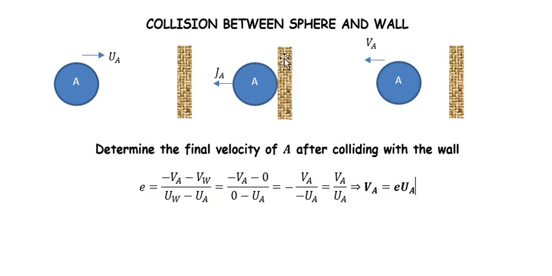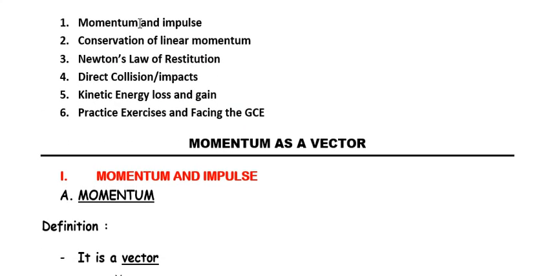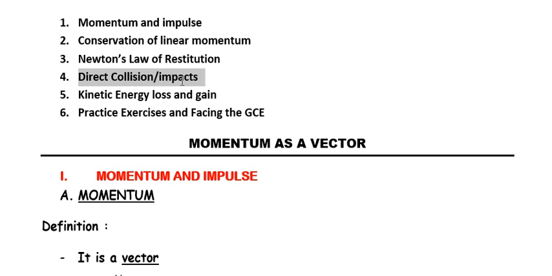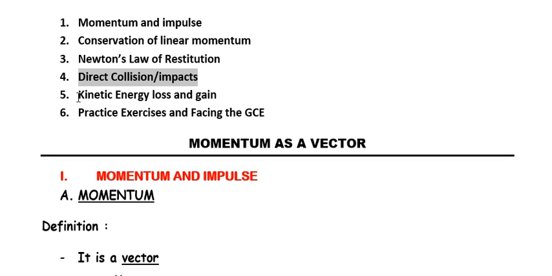This is already 20 minutes like I supposed. Now let's see what we are going to do in our next video. So we are done with objective 1, objective 2, objective 3. In objective 4, which is our next video, we are now going to be solving problems properly. We are going to look at direct collision and impact between two spheres. These practice exercises will also fall under number 4. Before now, in the second to the last video, we looked at KE loss and KE gain due to impact.